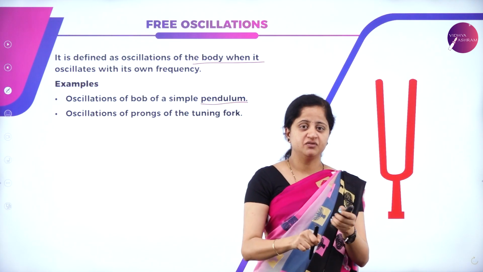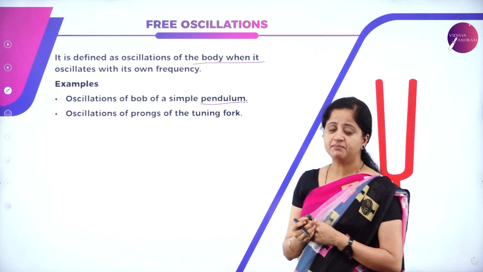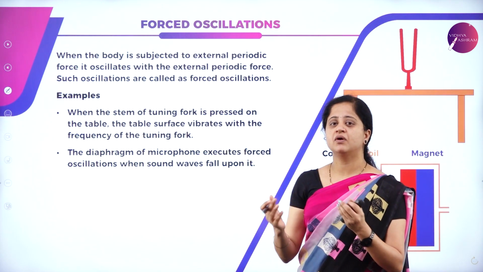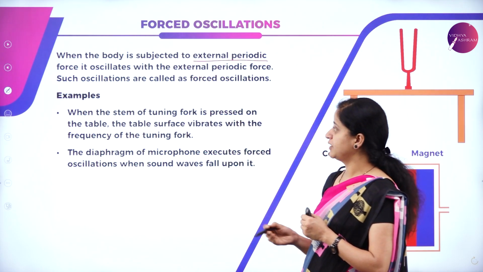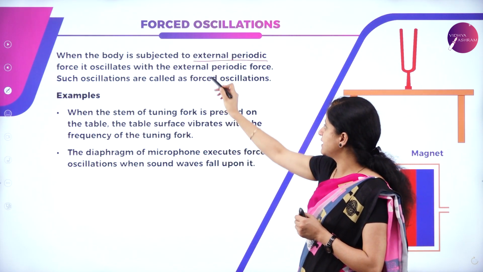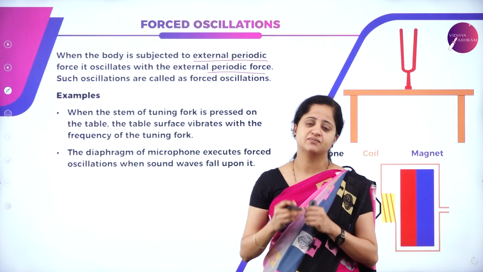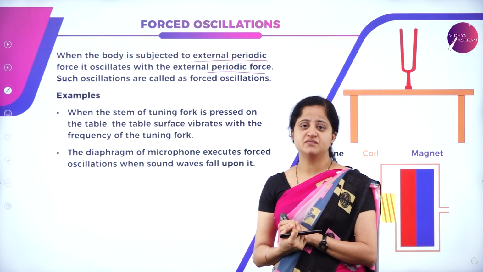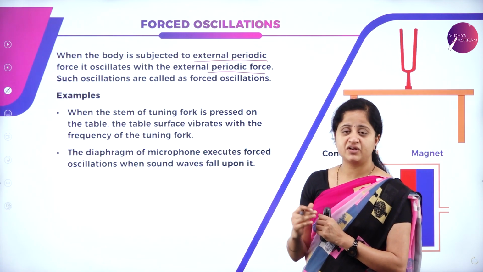So when you tap the tuning fork on the rubber pad, we can observe the vibrations in it. So that is also an example for the free oscillation. So next one is forced oscillation, which is quite opposite to free oscillation. So when the body is subjected to external periodic force, it oscillates with the external periodic force. Such oscillations are called forced oscillations, which means that in case of forced oscillations, the oscillation of an object is due to the external force. It is not just as free oscillation.